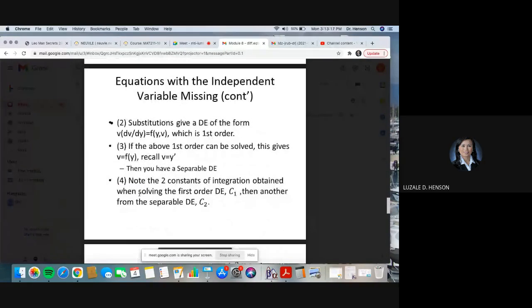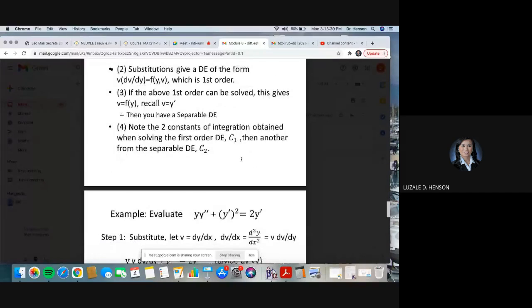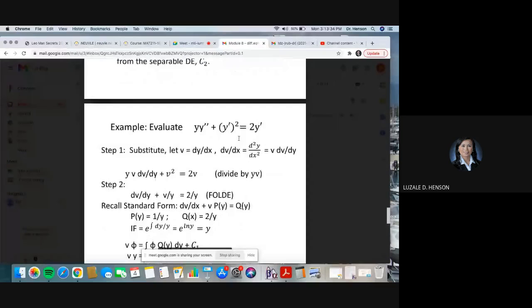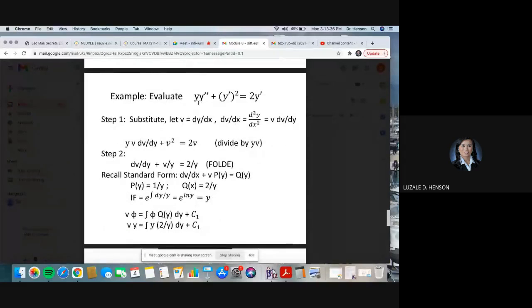And then after that, you perform the procedure. It could be a Hölder, it could be a Bernoulli, it could be a homogeneous. So you follow the procedure of this type of differential equation, and it could also be a separable, depending on the given. So let's have example 3.